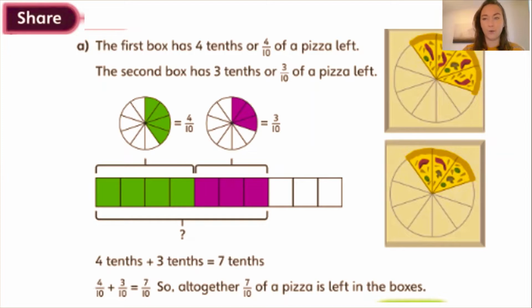You should know that 4 and 3 makes 7. So altogether there are 7/10. 4/10 and 3/10 makes 7/10 altogether. That 10 at the bottom, the denominator, does not change. This has been shown here on a bar. Here is your 4/10 and the 3 more. They've just been moved from one box into the other to combine them. Altogether, that gives us 7 pieces out of a possible 10.